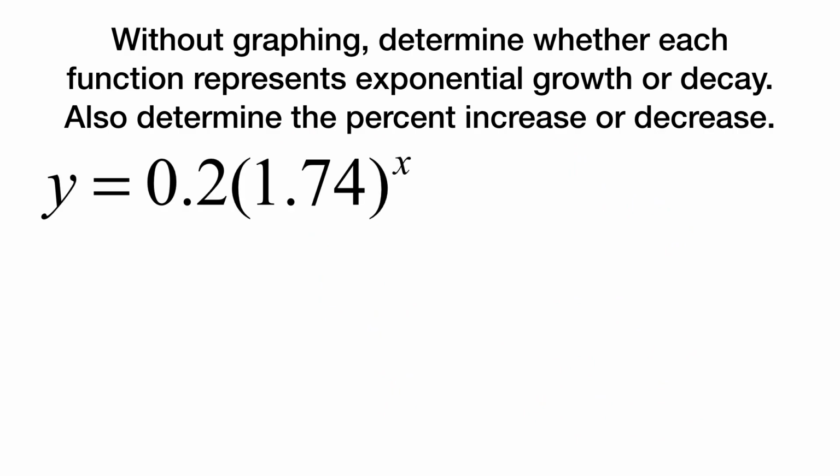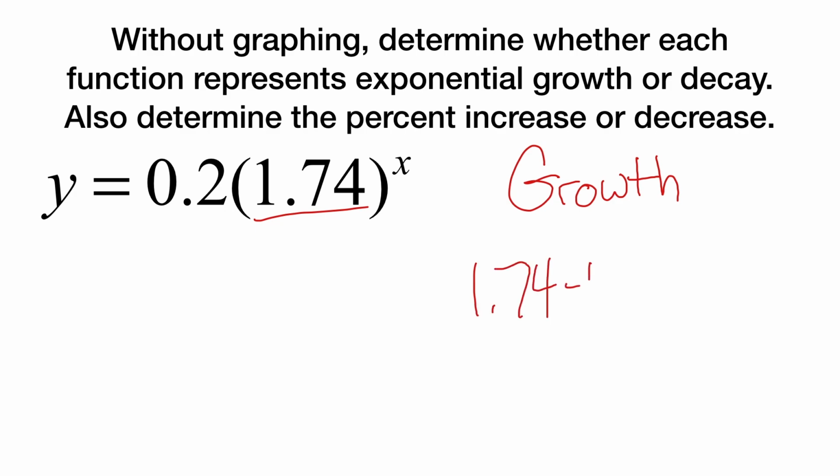Now let's try this one. If you look right here, this is greater than 1, so it is growth. Now let's try to figure out our value. In this case, the distance from 1.74 to 1 ends up being 0.74. Which means 74%.